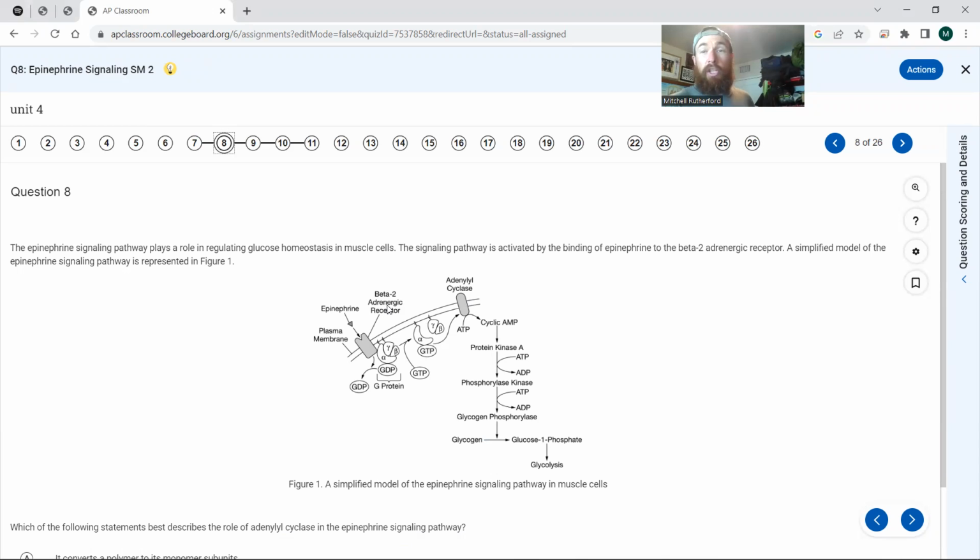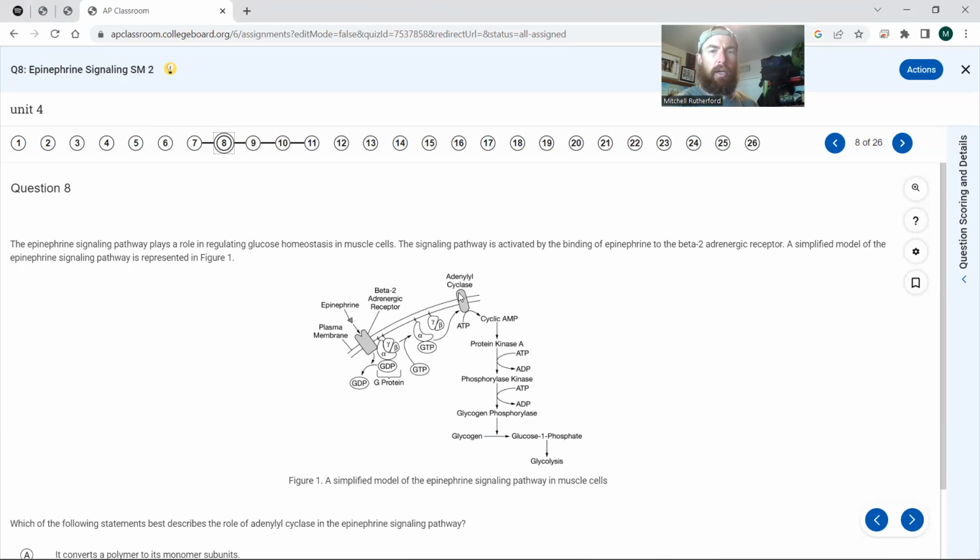You can look at that and say receptor. I know what a receptor is. And adrenergic, it sounds like adrenaline, okay? Epinephrine, like an EpiPen, might sound like adrenaline. And then cyclase ends in ase, so it's an enzyme. So we're not too far off on this. We don't really need to know exactly what's going on.